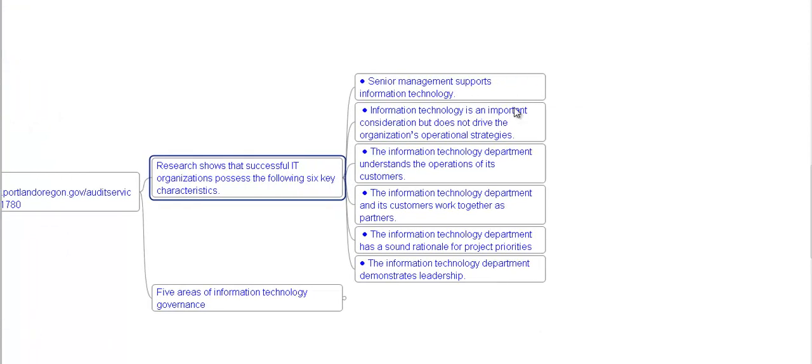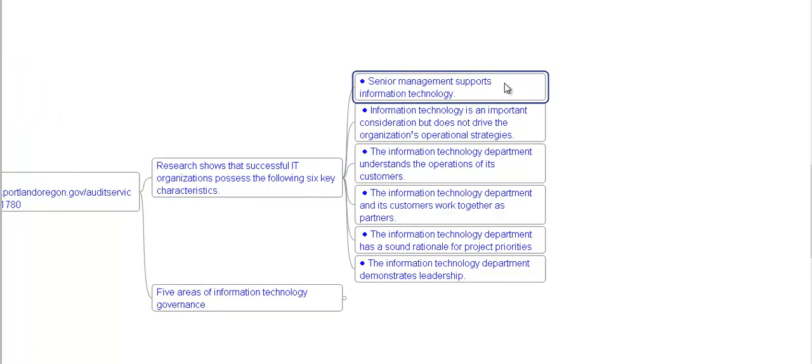Senior management supports information technology. Information technology is an important consideration but does not drive the organization's operational strategy. Information technology department understands the operation of its customers. The information technology department and its customer work together as partners. The information technology department has a sound rationale for project priorities. The information technology department demonstrates leadership.